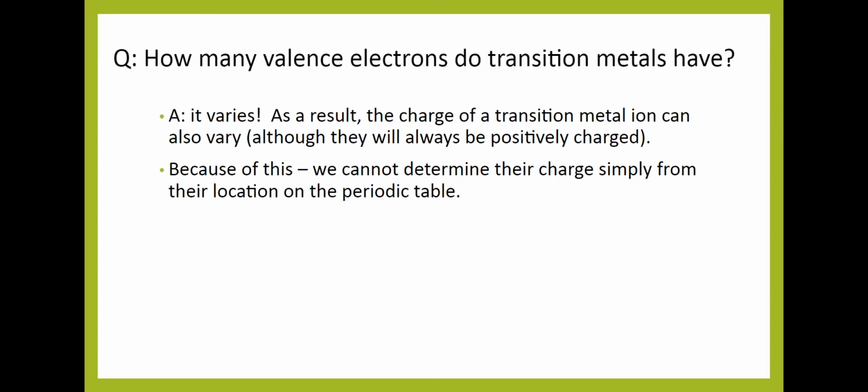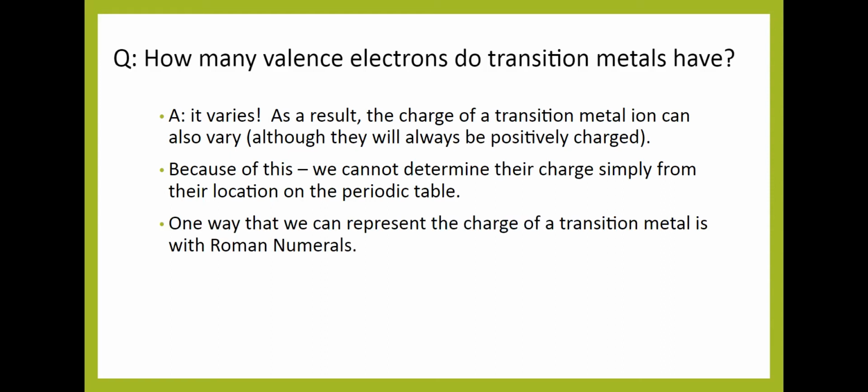So because of this fact, we cannot determine the charge of the transition metals simply based upon their location on the periodic table. Instead, we're going to use Roman numerals as a way to represent their charge and use the rest of the equation or the name to help us out.